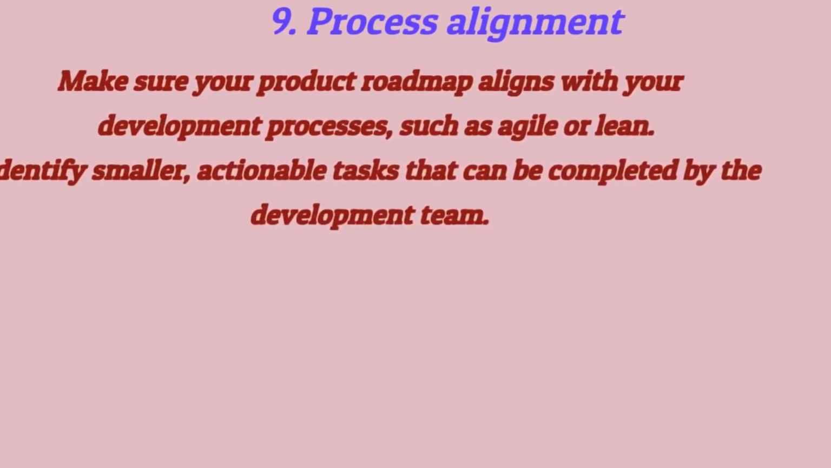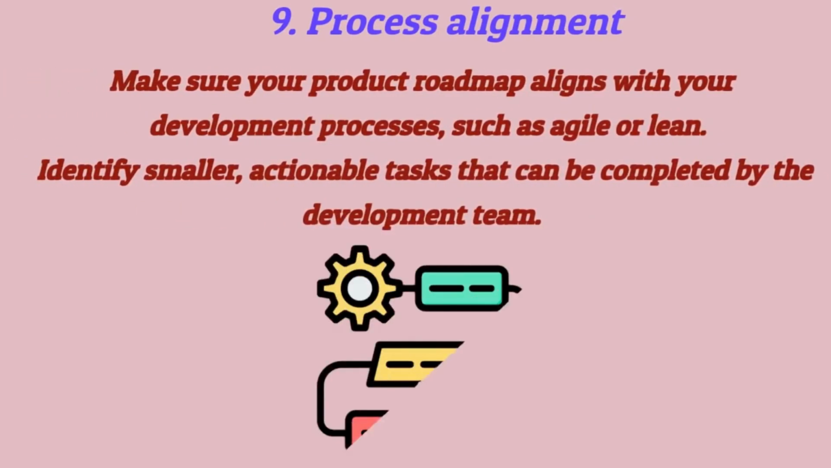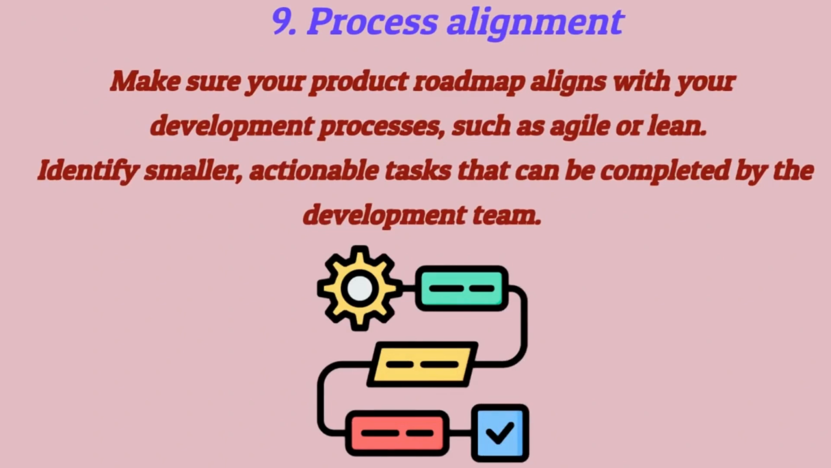Step 9. Process alignment. Make sure your product roadmap aligns with your development processes such as Agile or Lean. Identify smaller, actionable tasks that can be completed by the development team within the defined frameworks for initiatives and features.